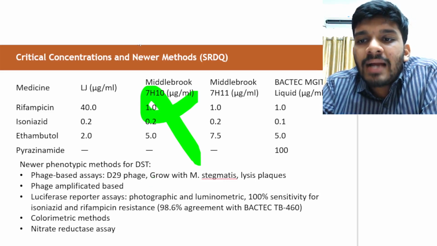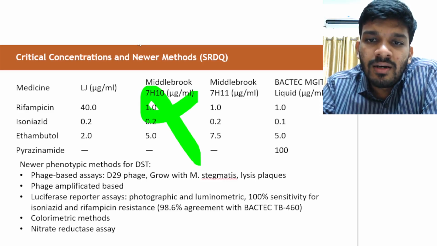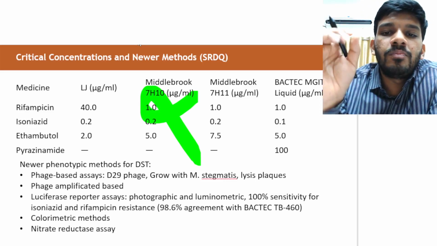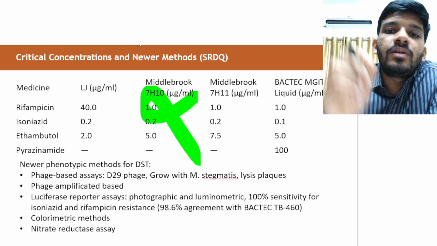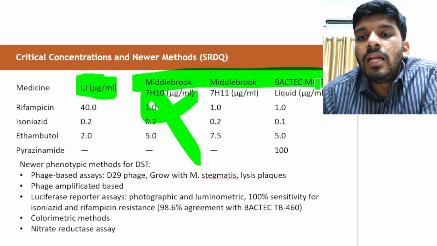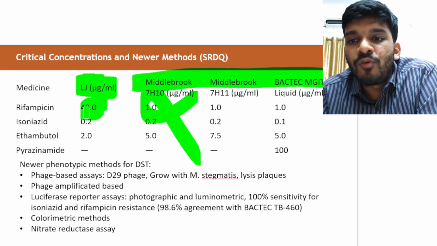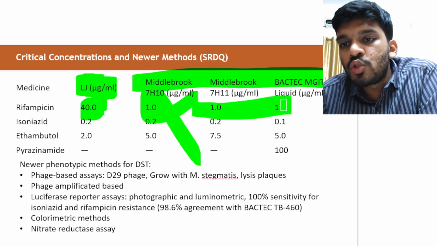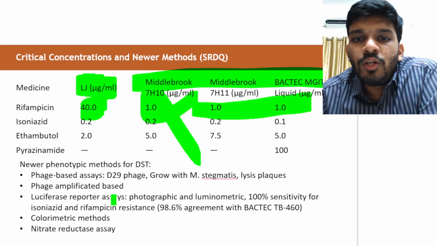Okay, and for the BACTEC MGIT technique, the important thing to take away from this is the critical concentration of drug required for the Lowenstein-Jensen medium is much more as compared to the liquid cultures. For example here it is 40, whereas here it is just 1. Okay, so this is something that you can remember.